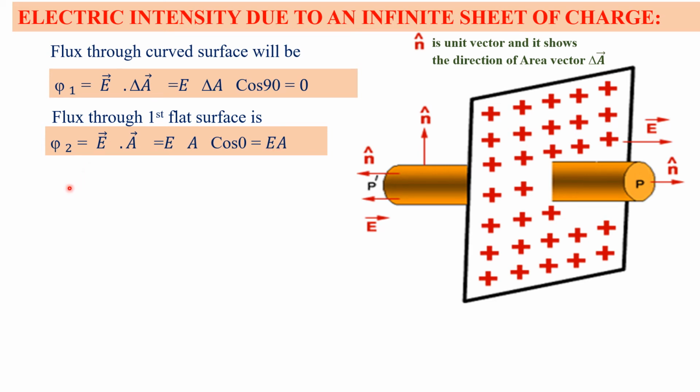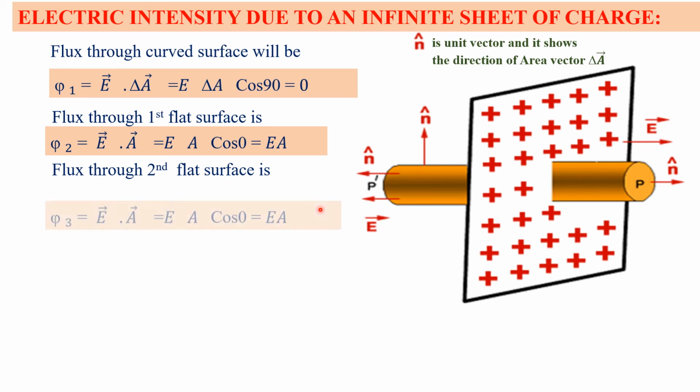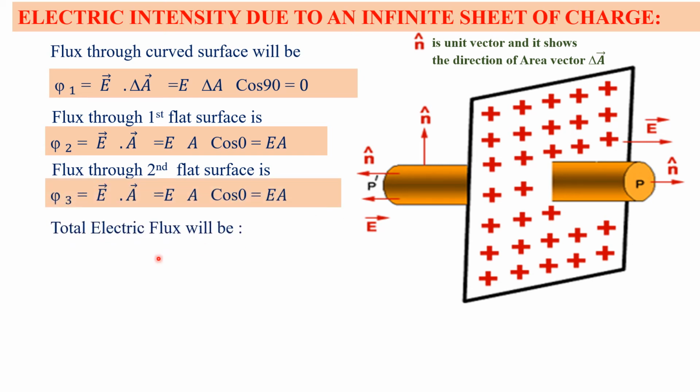Similarly, for the second flat surface, we get phi 3 is equal to EA cos 0, and phi 3 is equal to EA. So the total flux through this Gaussian surface will be phi E is equal to phi 1 plus phi 2 plus phi 3. Because phi 1 is 0, and we put phi 2 is equal to EA and phi 3 is equal to EA, we get phi E is equal to 2EA.